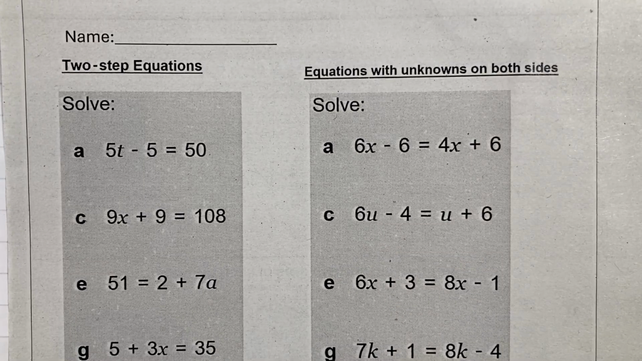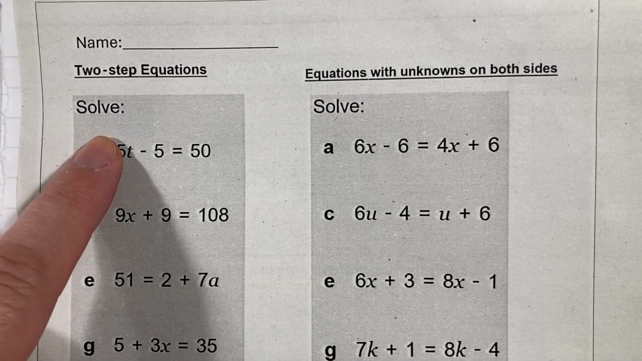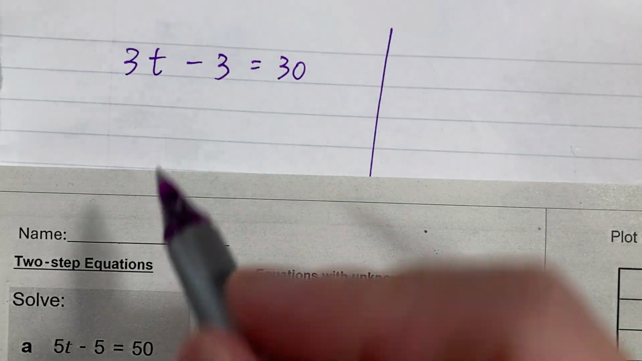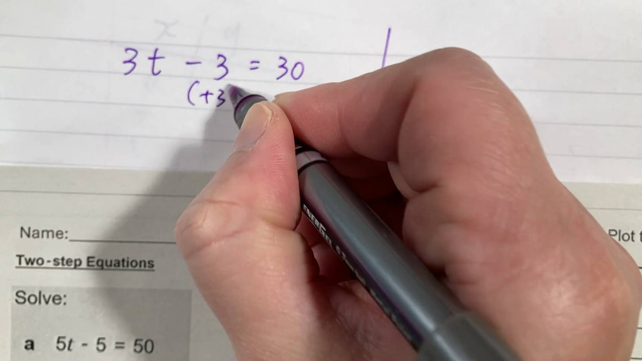Okay, this is a revision lesson for your test next week. Solving equations, two steps. Remember, you have to do the opposite. For example, if I have take away 3, that is your first step. You add 3 on both sides.